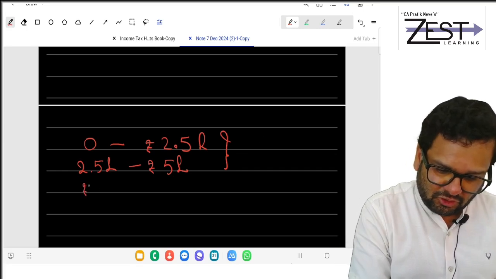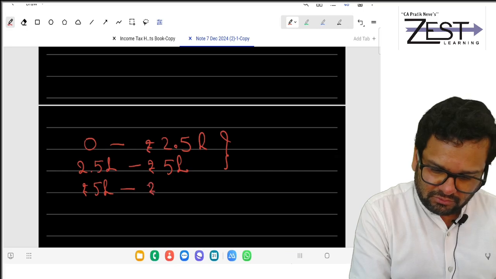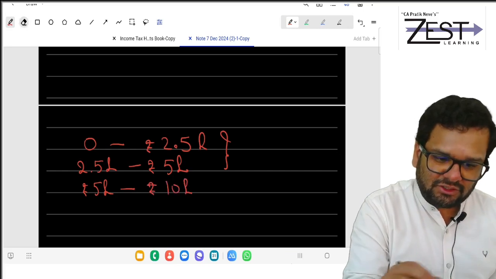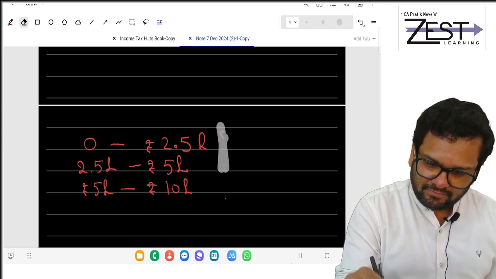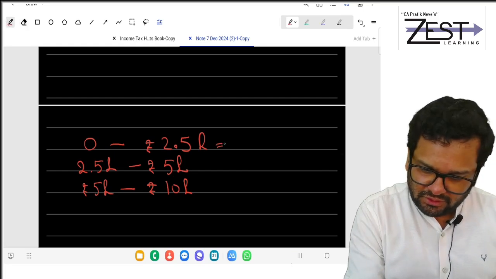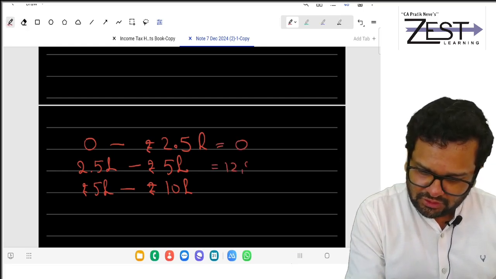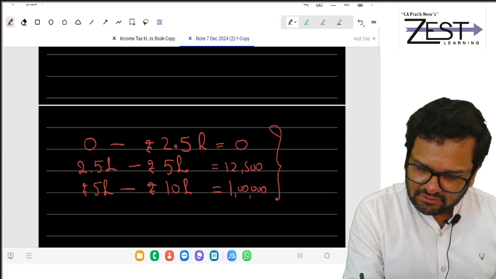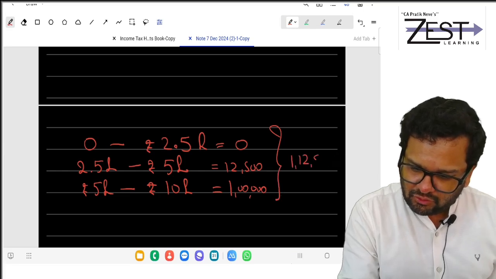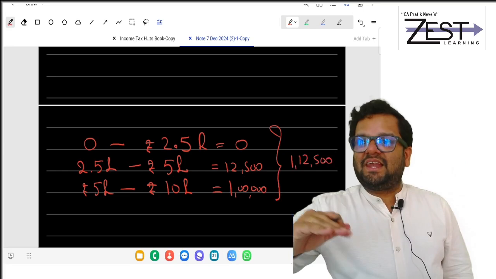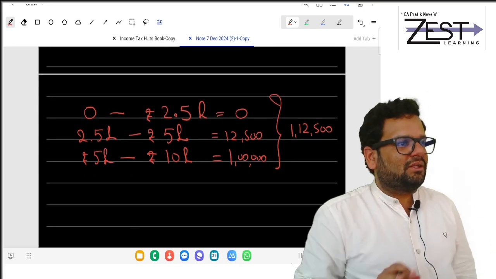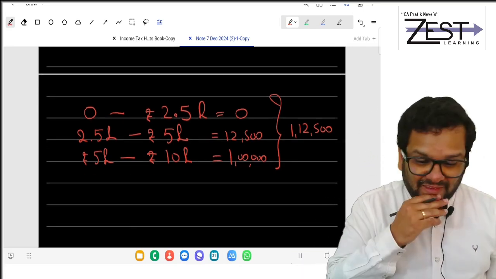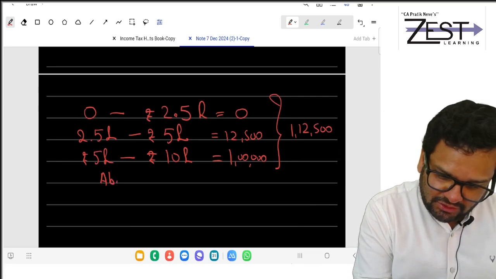On this also 5 to 10 lakhs. On all these three things, it will not change. Now on this it's nil, on this it's 12,500, on this it is 1 lakh. So can I always take this as 1 lakh 12,500 on the first 10 lakhs in such cases? Can I always take 1 lakh 12,500? And above 10 lakhs is how much?